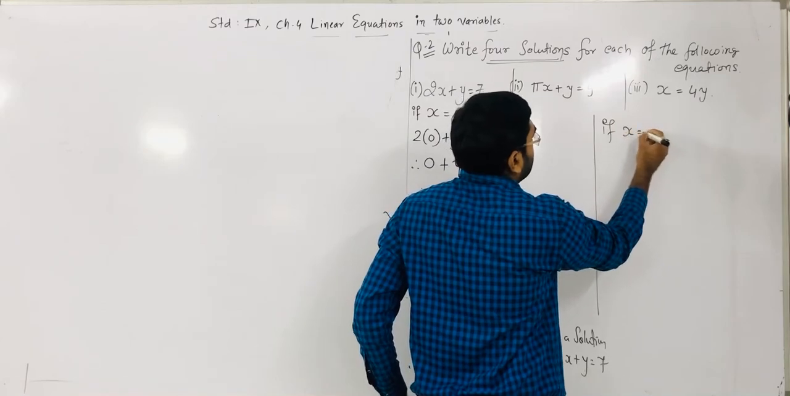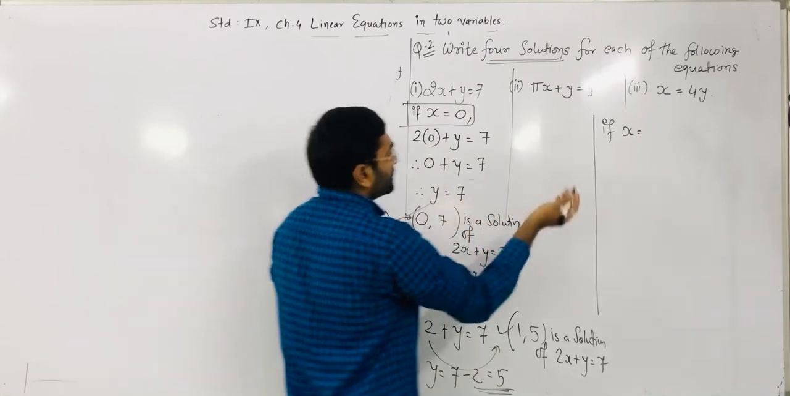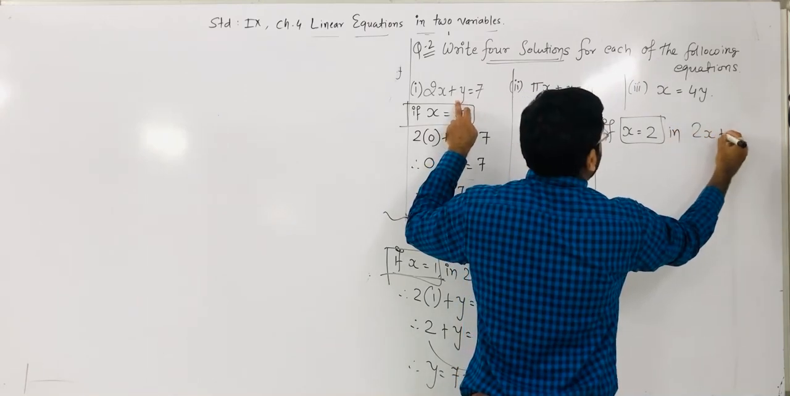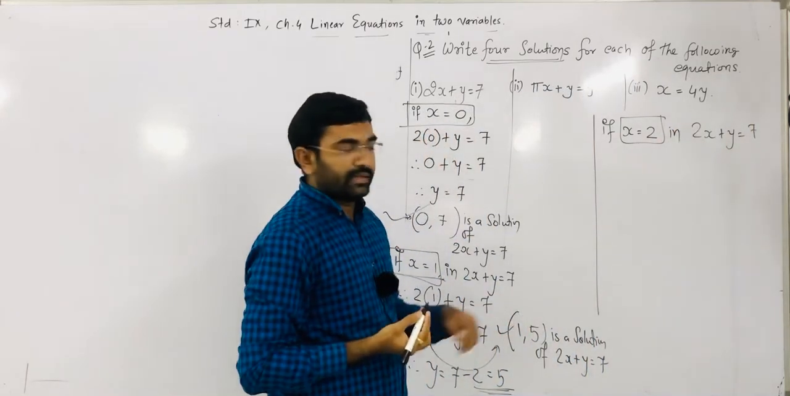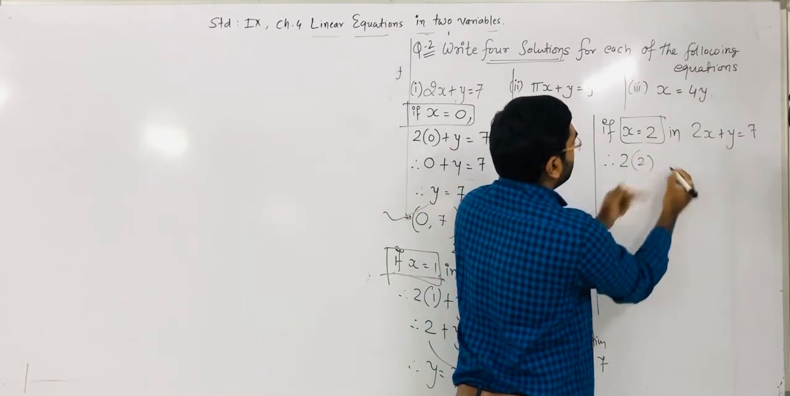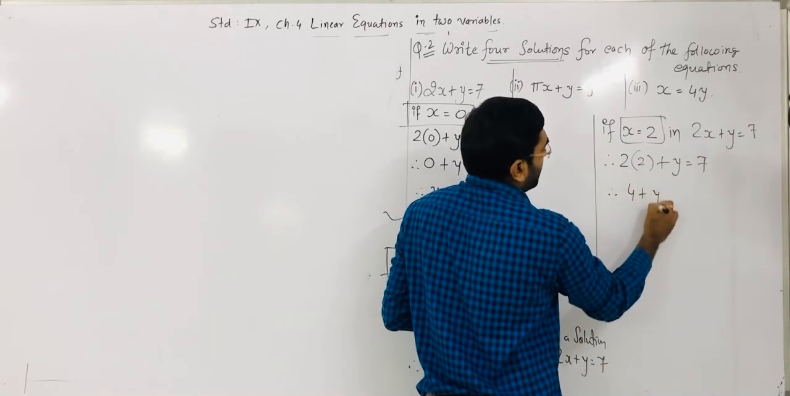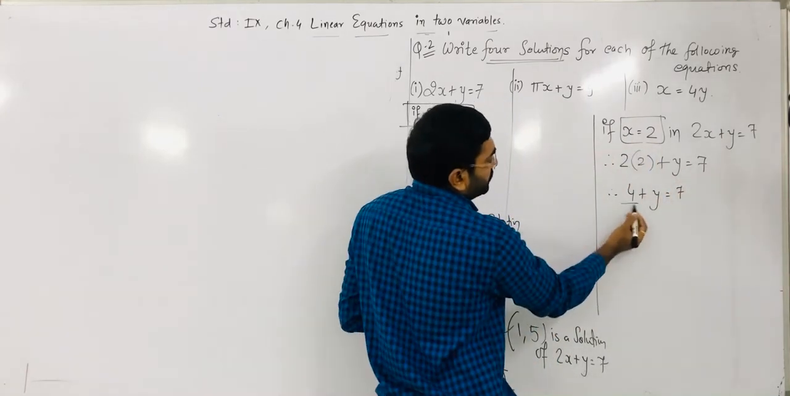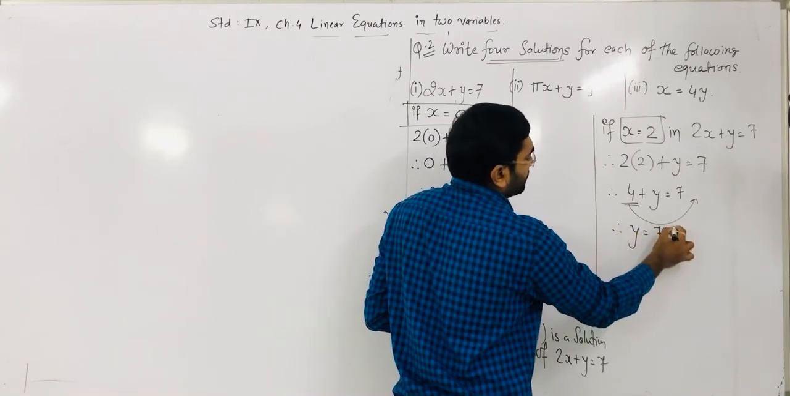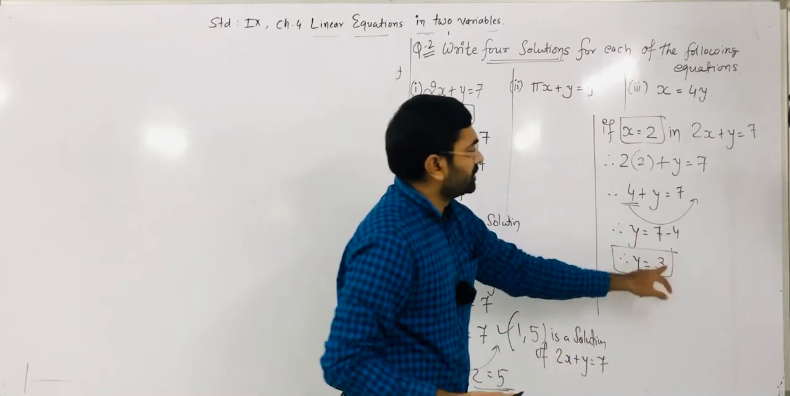First we took x is equal to 0, second we took x is equal to 1. Suppose I take x is equal to 2 in the equation 2x plus y is equal to 7. So the x value we put as 2: 2 in bracket 2 plus y is equal to 7. So 2 twos are 4, plus y is equal to 7. Plus 4 goes to the right hand side and becomes minus 4. So y is equal to 7 minus 4. So y is equal to 3. 7 minus 4 is 3.